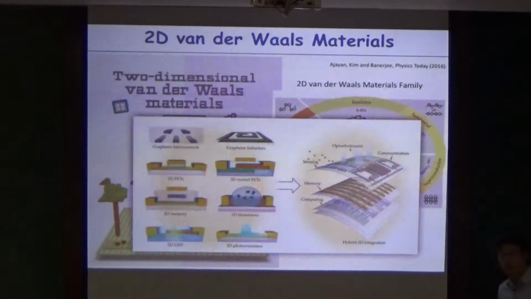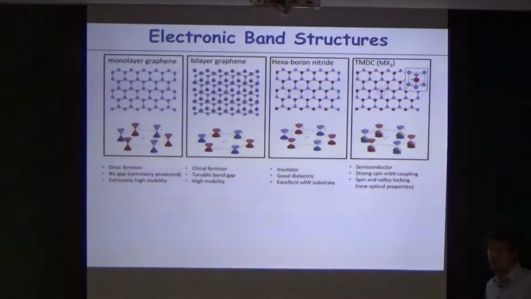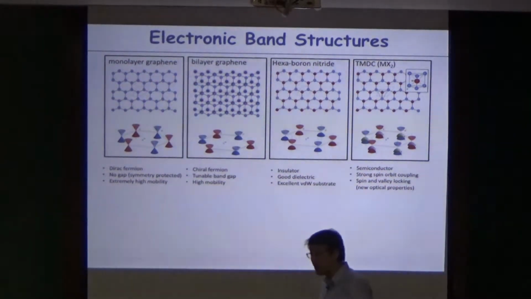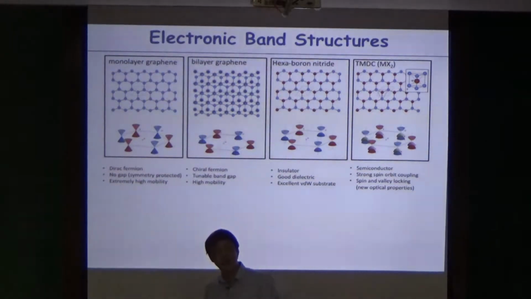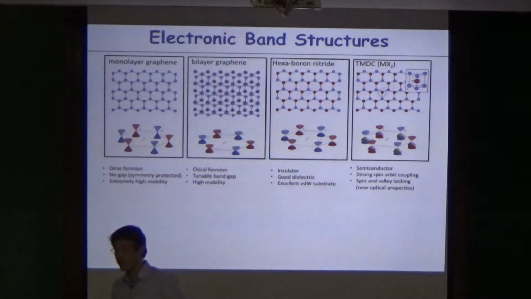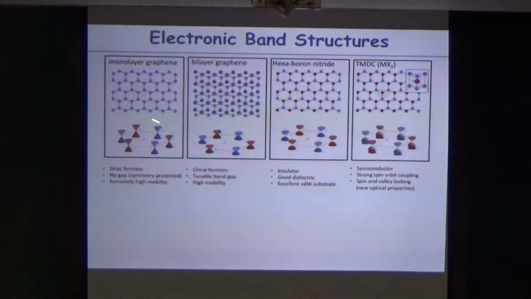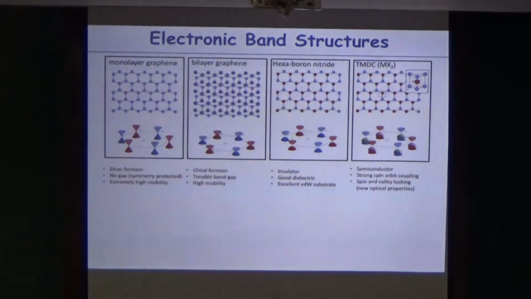So today I'm going to focus on the physics, especially electronic and optoelectronic physics. And I want to confine myself to some subset of the two-dimensional materials. Here the list of materials I'm going to discuss is monolayer and bilayer graphene. This is the typical two-dimensional system we start with. One of them hosts Dirac fermions, and the other one chiral fermions.